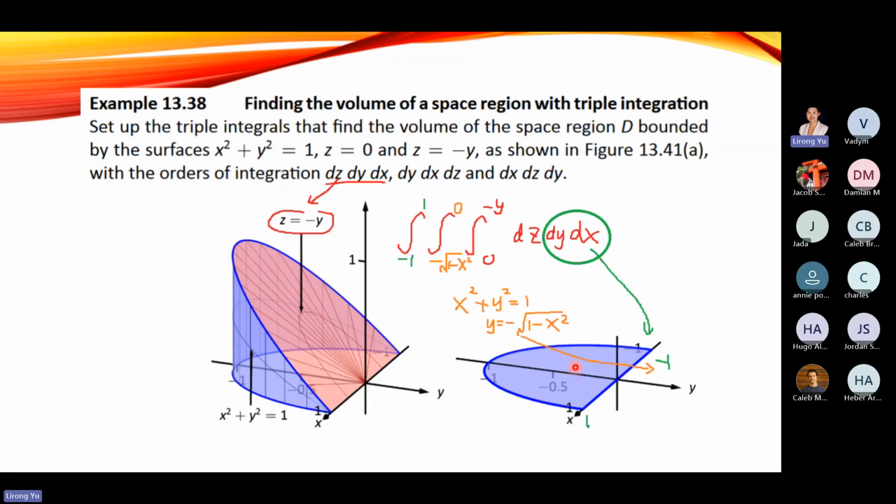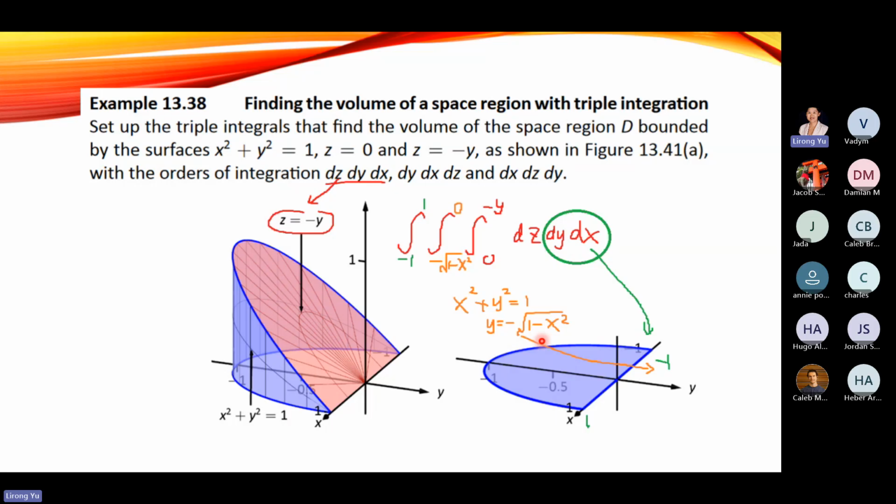The equation of the circle, x squared plus y squared equal to 1, is also the equation of the cylinder. You solve for the y value: y squared equals 1 minus x squared, take the square root of both sides, but we only want the negative y value. It's negative, because y has to be negative. So negative root of 1 minus x squared is the lower y value. The top y value is at 0. Those determine the integration limit for y. Any question?